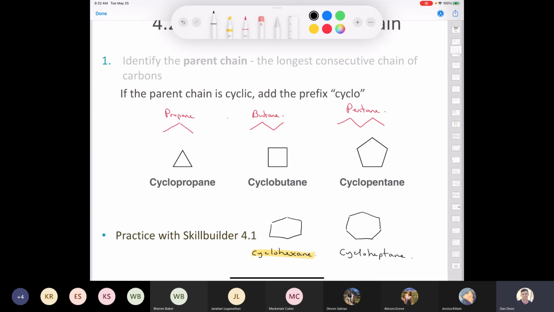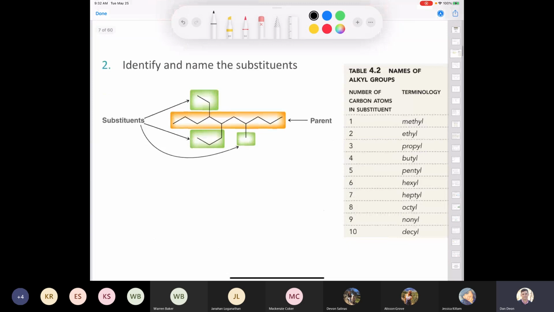All right, there you go. So we go from butane, pentane, hexane, heptane, and then if they're cyclic, we have cyclopropane, cyclobutane, cyclopentane, cyclohexane, and cycloheptane, so on and so on. And if you're wondering, can you have cyclooctane? Of course, it's the same shape as a stop sign, the octagon. Jump in the octagon, right?